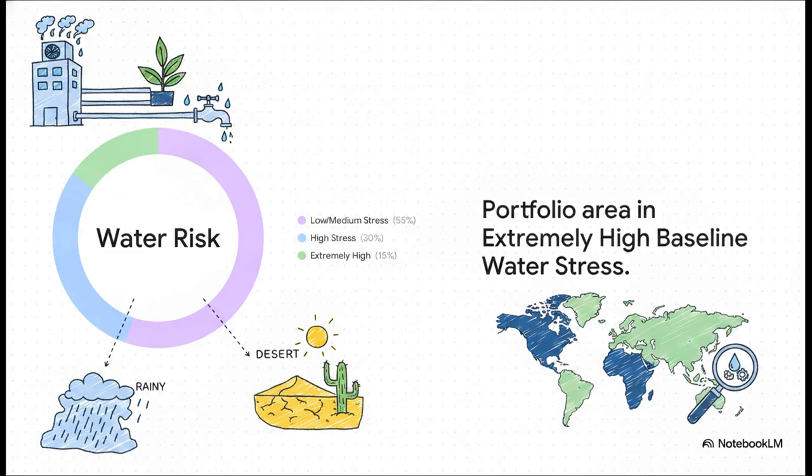But obviously, a gallon of water used in rainy Seattle has a totally different environmental risk profile than a gallon used in the middle of a desert. So the framework literally forces entities to map out their geographic risk. They have to disclose exactly how much of their portfolio sits in regions facing high or extremely high baseline water stress. And they don't get to just guess these risk levels. They have to use objective tools, like the World Resources Institute's Water Risk Atlas, to properly classify their properties.